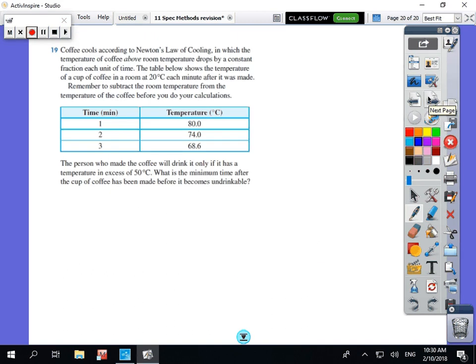Okay, coffee cools according to Newton's law of cooling. The table shows the temperature each minute. So we've got to work out what sort of sequence we've got. Okay, I was just having a look at the question again. The table shows the temperature of the coffee in a room at 20 degrees. Remember, subtract the room temperature. So it's to do with the temperature difference from 20. So this one's 60, this one's 54, this one's 48.6. So that's the pattern we're looking at, not this pattern, because it's to do with the difference about 20. Okay, so we can suspect it's a GP, it's definitely not an AP.